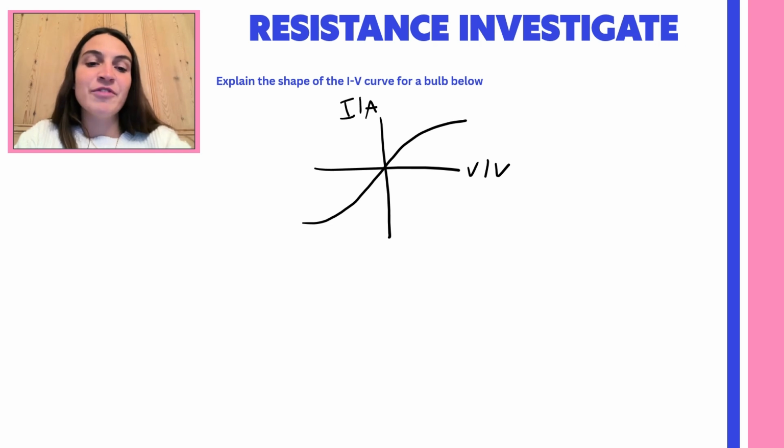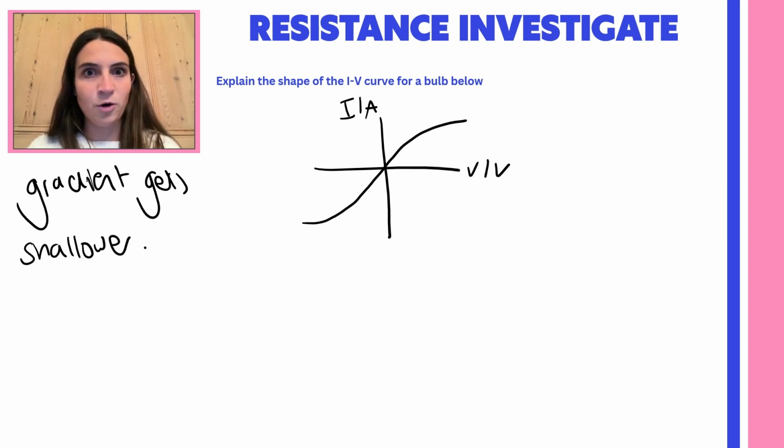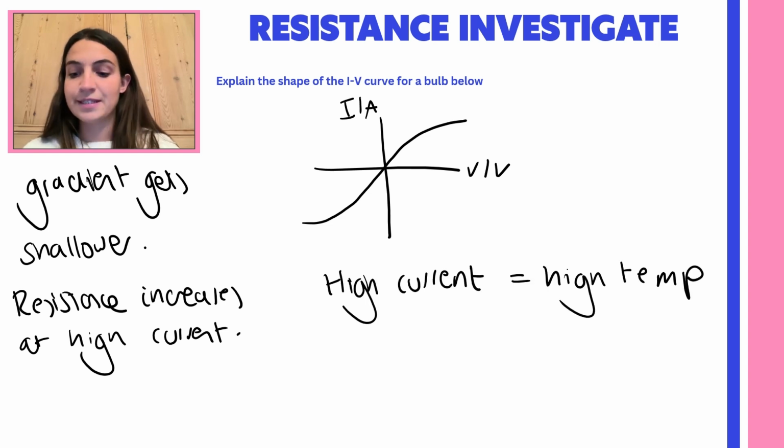Okay, explain the shape of an IV curve for the bulb below. So this is a classic filament lamp curve. In order to explain it, I first need to say what's going on. We've got a gradient getting shallower and shallower at those higher currents. So then we need to think about why that is. If my gradient is getting shallower and shallower, remember it's the opposite thing happening to my resistance. My resistance is getting larger and larger at those high currents. So that's describing what's going on, and now into explaining it.